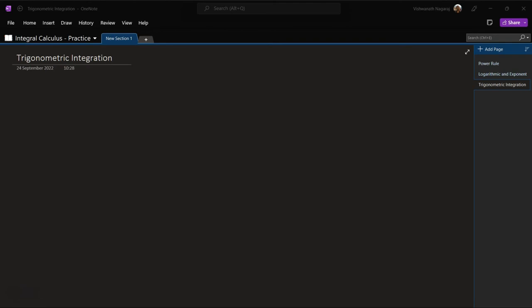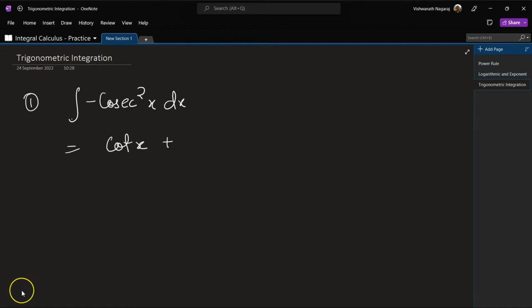Let's look at integration of trigonometric functions. Okay, again, as usual, it would be very easy if we know the derivatives of these functions. You will see as we go along. The first one is the integral of minus cosec square x dx. Now, we should know that minus cosec square x is the derivative of cot x. So, cot x plus c.